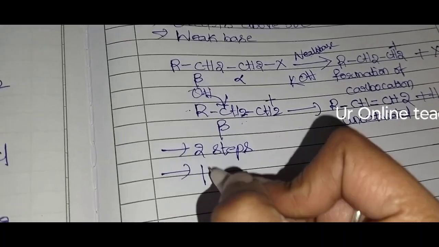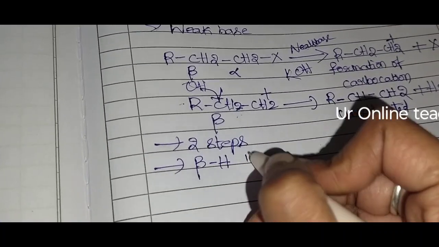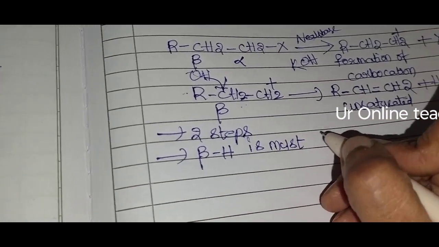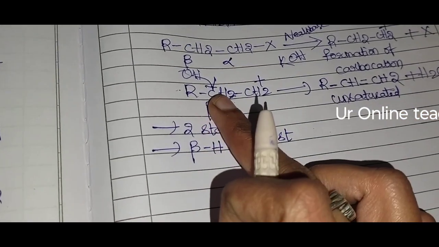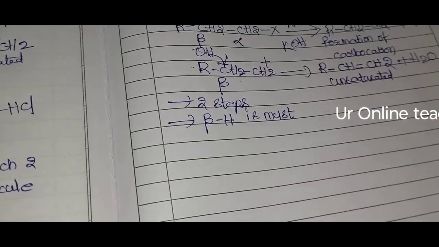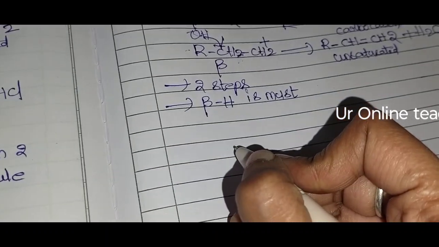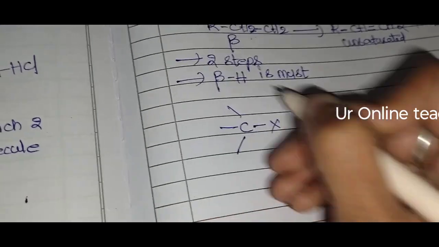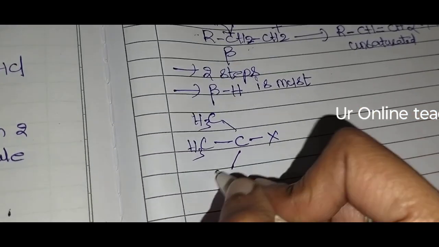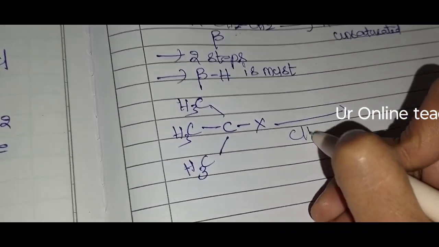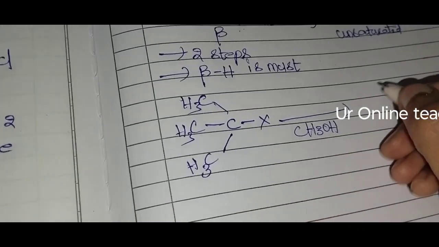We have to remember one thing: beta H is a must. It is compulsory. Without that, the elimination reaction will not take place. So the beta H is very important for the elimination reaction to occur. Now take one example. I am taking a tertiary alkyl halide, CH3, to explain this. In the presence of a weak base CH3OH, what is going on here?